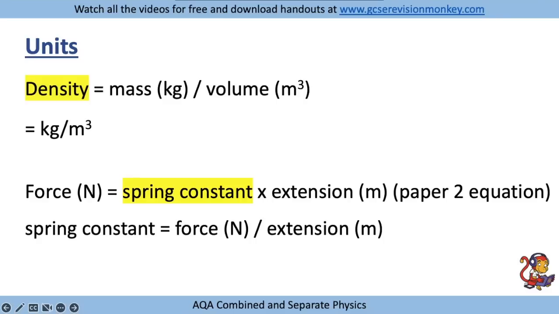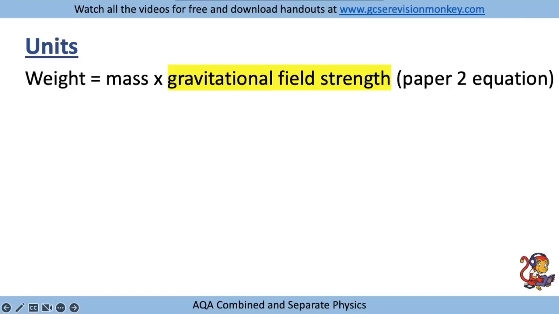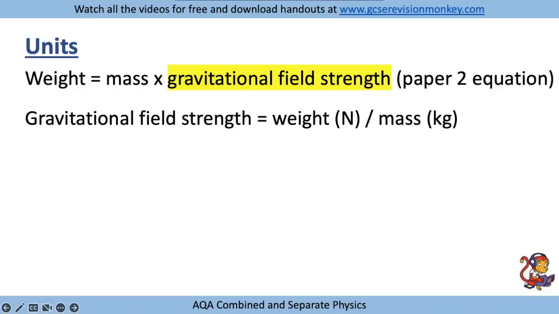So the units for spring constant are therefore newtons per meter, because that's what you have to do if you're calculating it in that equation. A couple more you can work out this way is gravitational field strength. Again, use the paper 2 equation. Weight is equal to mass times gravitational field strength. If we rearrange that, you get gravitational field strength equals weight, which is measured in newtons, divided by mass, which is measured in kilograms. So the units must be newtons per kilogram.